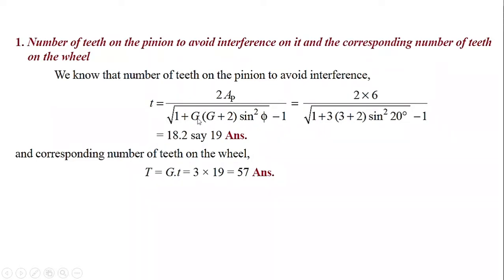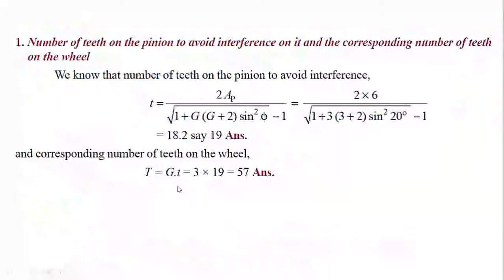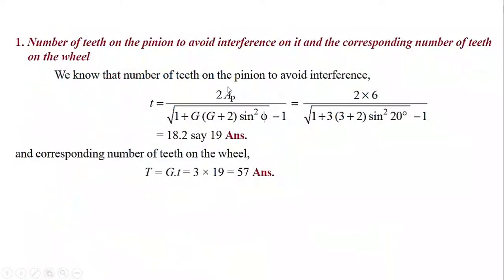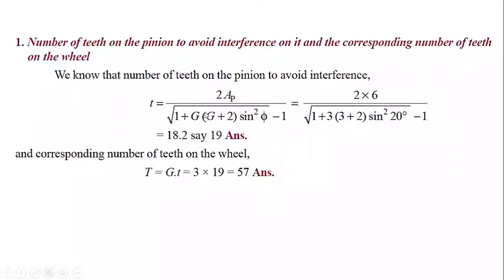Now we know G is already given in this question. G equal to 3, AP equal to AP, and AW equal to 6 millimeter, and phi value is 20 degree. Yes, phi is 20 degree. Apply all those values into this formula and we will get the value of small t.